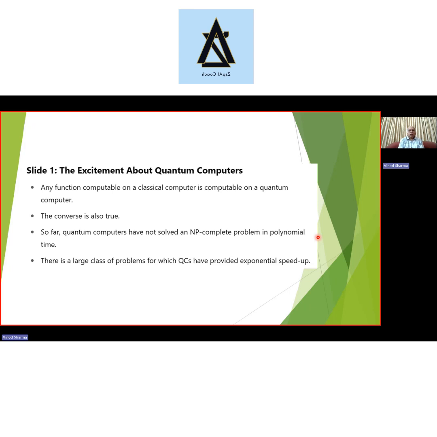Now, the question is about how much speed up you can get from the quantum computers. So far, quantum computers have not solved any NP-complete problem in polynomial time. So this also is one point that we should clarify upfront. However, there are a large class of problems of interest in everyday life for which quantum computers have indeed provided exponential speed up.